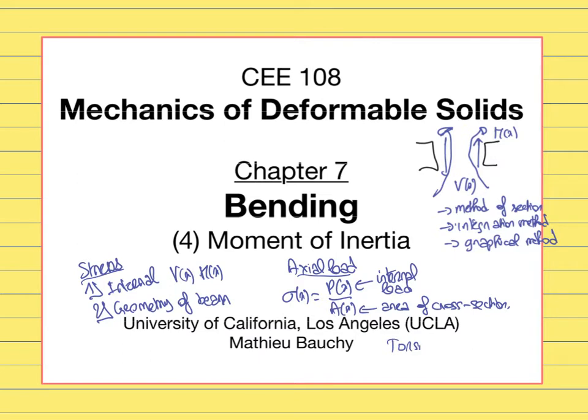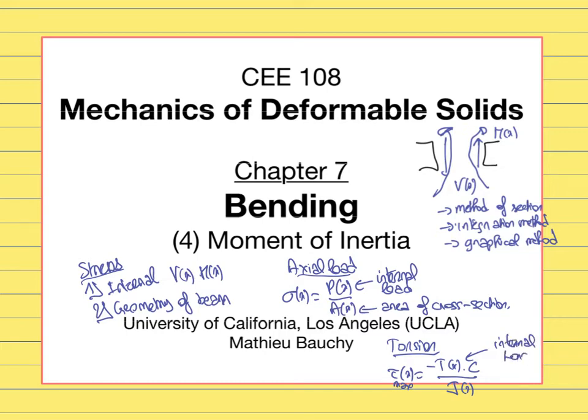Same thing for the case of torsion. If you remind yourself about the torsion formula, the maximum shear stress that you can find at the surface of a shaft that is subjected to torsion is equal to minus the internal torque times the radius of the shaft divided by the polar moment of inertia. So in this case, it is the same thing. You have two quantities that matter to define the shear stress that you will find on the surface of a beam subjected to torsion. The first thing is the internal torque.